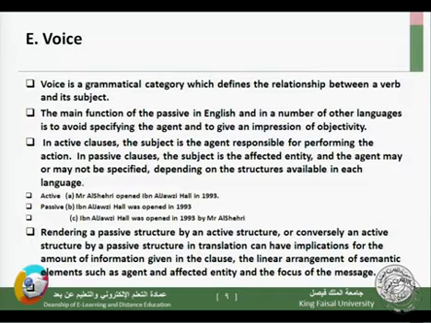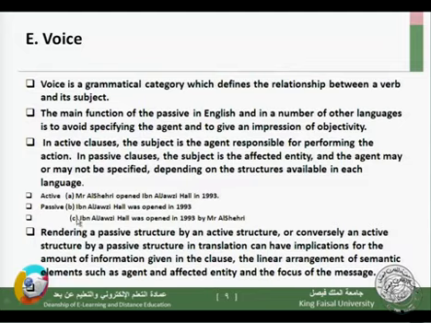For example, in active clauses, opposite of passive, the subject is the agent responsible for performing the action. In passive clauses, it means sentences, the subject is the affected entity and the agent may or may not be specified depending on the structures available in each language.